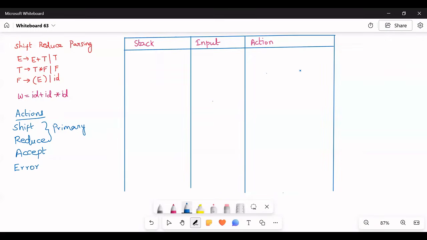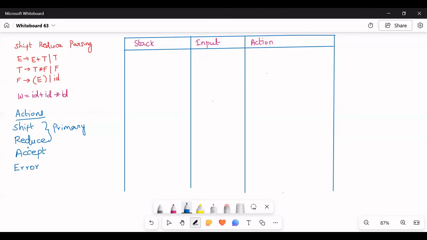Hello everyone. In this lecture, we are going to discuss a shift reduce parsing example. So consider this grammar and we need to parse the input string id plus id star id. And we know that shift reduce parsing has four types of actions: shift, reduce, accept and error. And here the first two actions, shift and reduce, are the primary actions.